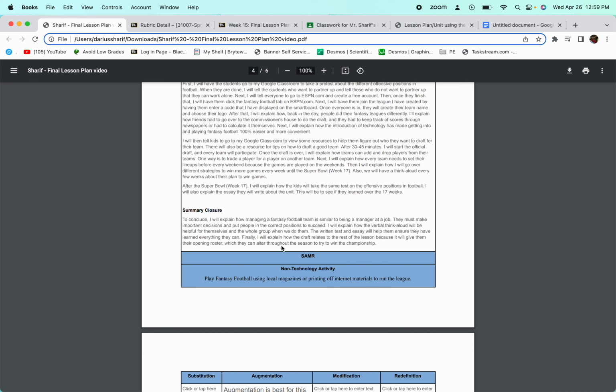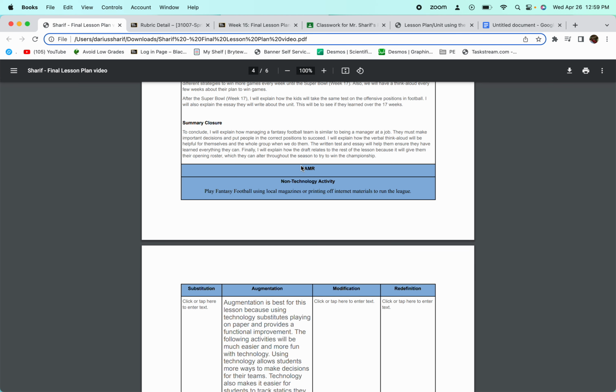And then I also talk about how the lesson will relate to future lessons on the same unit. So I said the first lesson is going to be about the draft, basically. That's like the main thing, the draft. And I say how that will relate to everything in the future because the draft is how you get your players. Your players will be your roster that you will be managing for the rest of the unit.